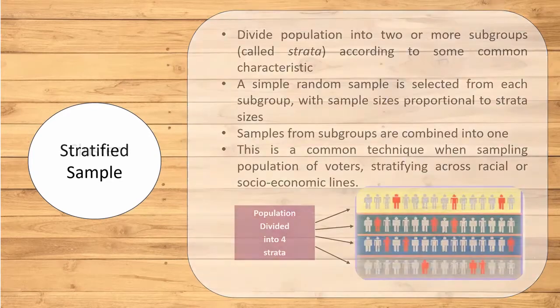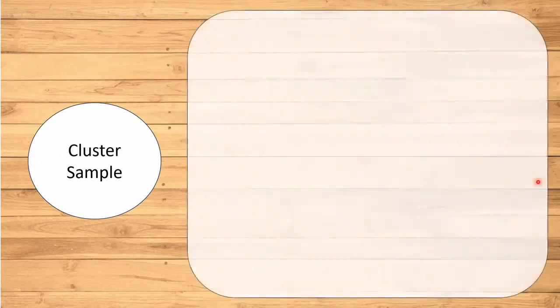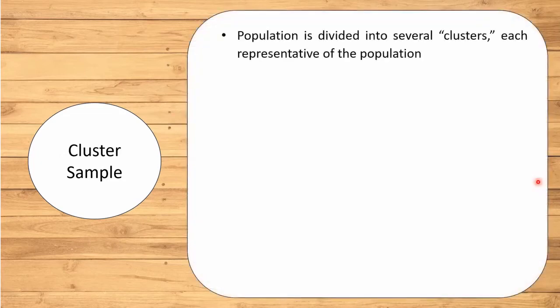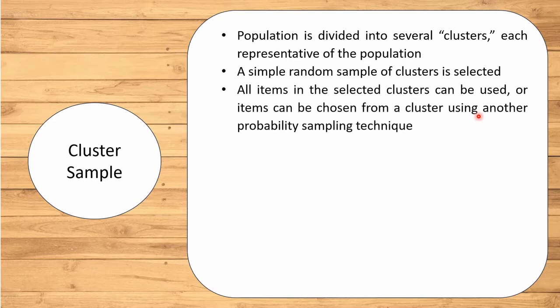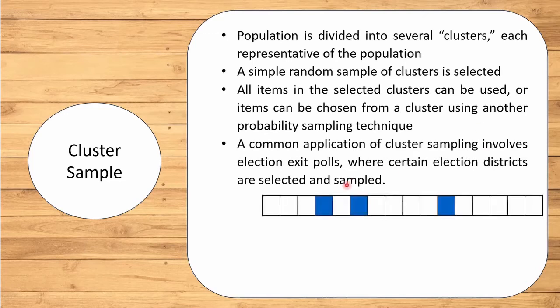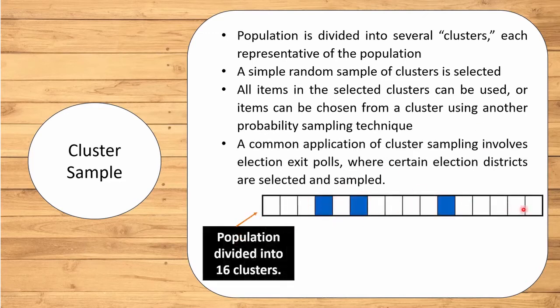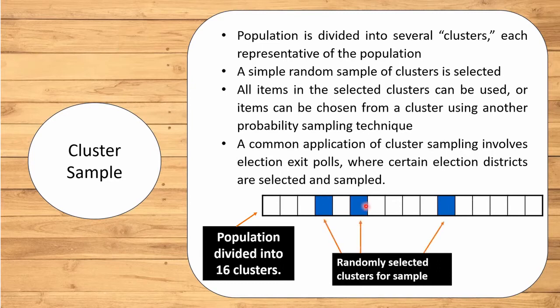Finally, cluster sampling is where you divide the population into clusters, where each represents the population. A simple random sample of clusters is selected, and all items in the selected clusters can be used. So here you divide your population into 16 clusters, so that each cluster should represent your population. A simple random sample of clusters is selected. In this case, you randomly select 3. And then all items in the selected clusters can be used for your sample.